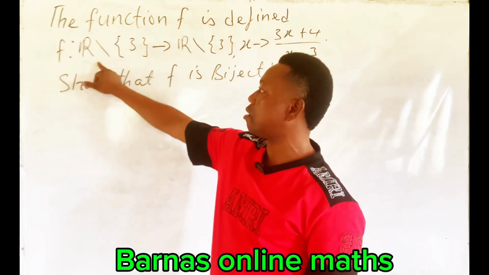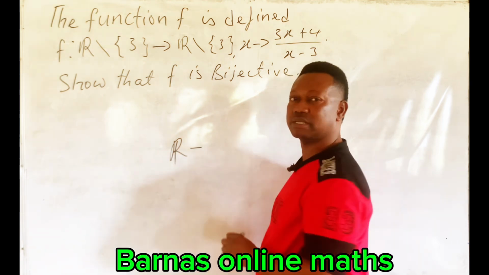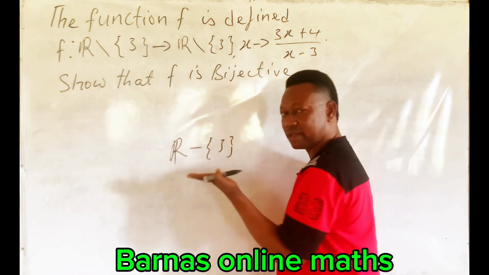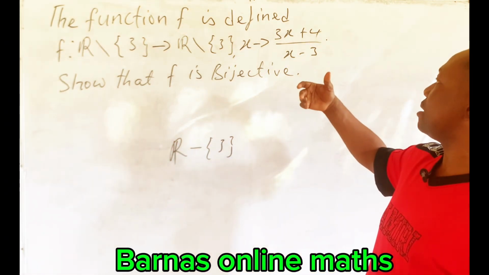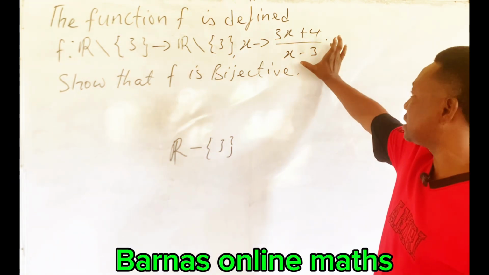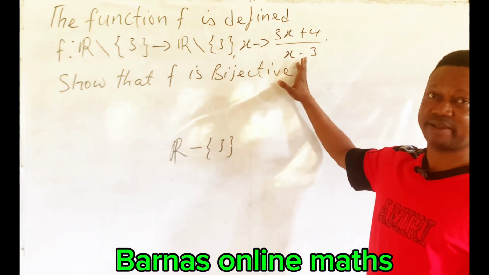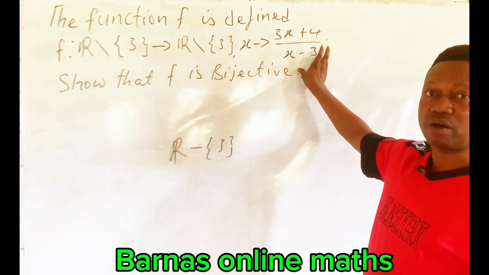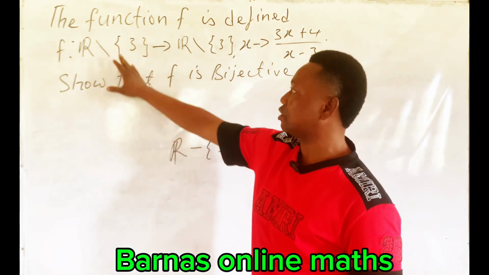It simply means all real numbers except the set of 3, except 3, which simply means that any number you replace x with will make this function exist, except when x is equal to 3. So if x is equal to 3 here, this function will not exist. So this is just telling us the domain of this function.